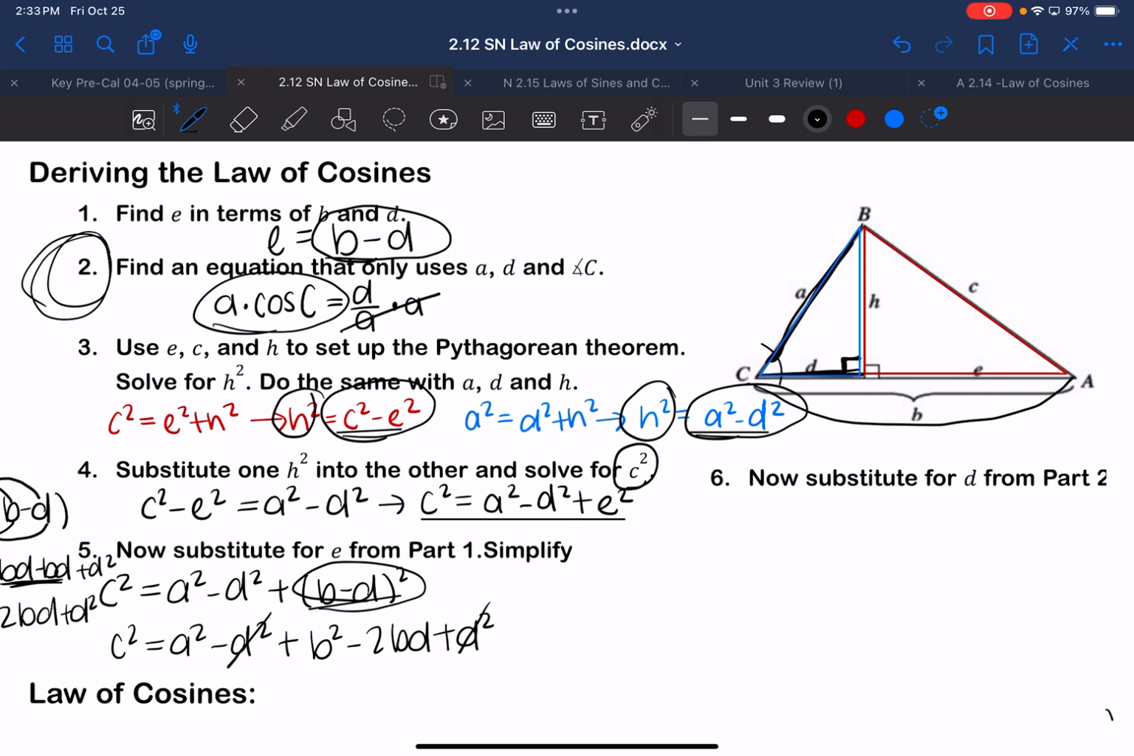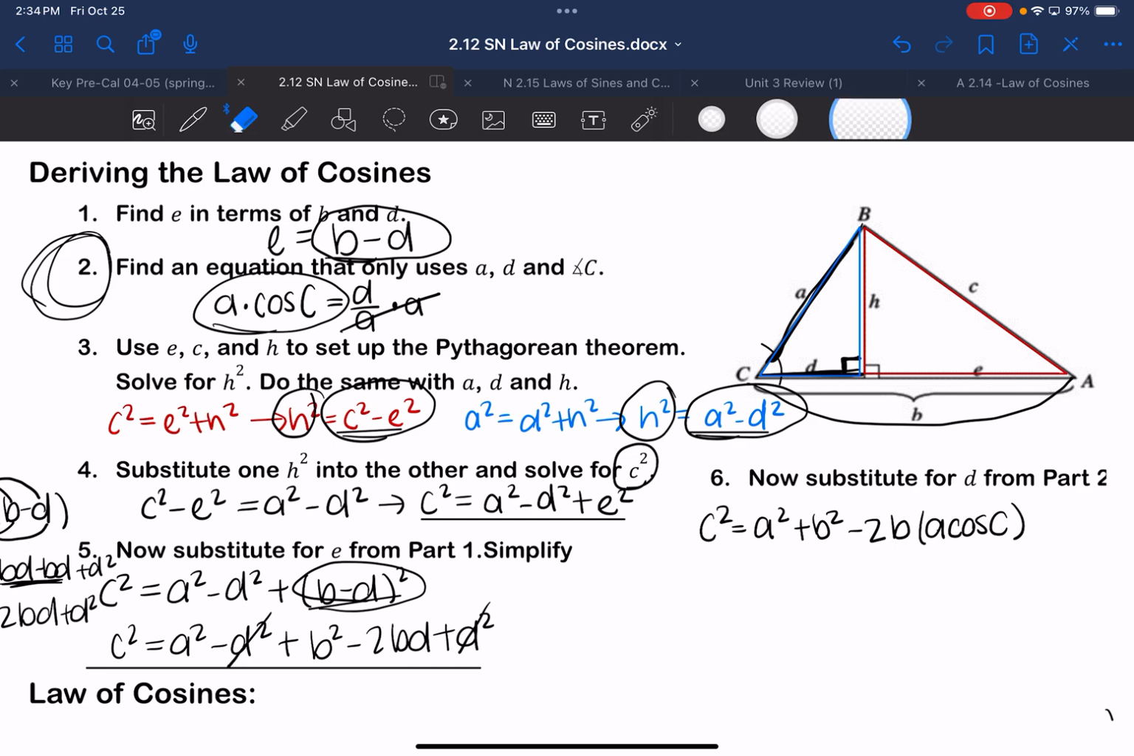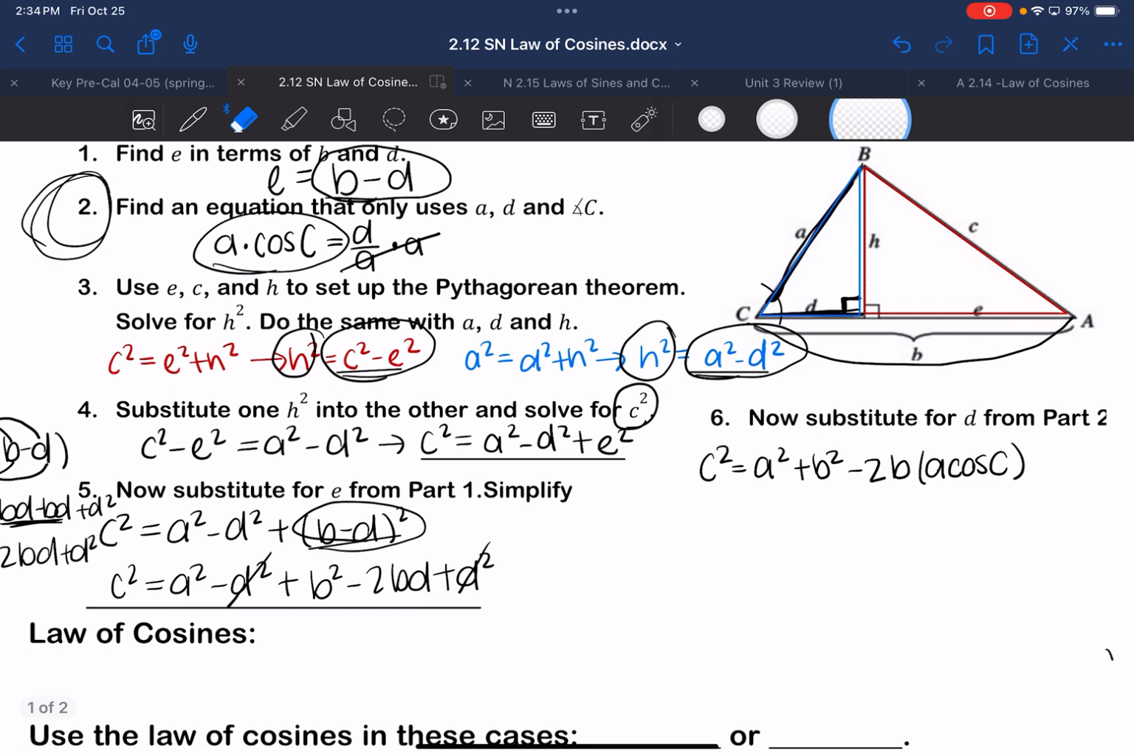So I'm just going to rewrite this equation down here, but replace any letter d with a times cosine of c. So we're going to have c squared is equal to a squared plus b squared minus 2 times b, but then there's the letter d that we're supposed to replace. So times a cosine of c, which is your formula for law of cosines. So that's where your formula comes from. That's so long. Yeah, it is long.